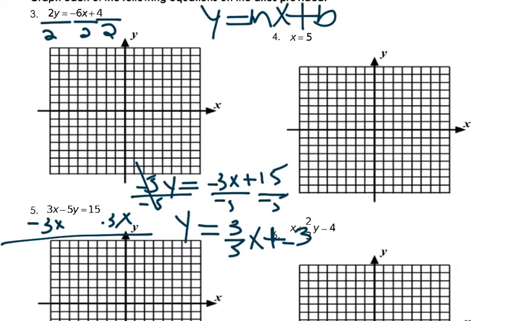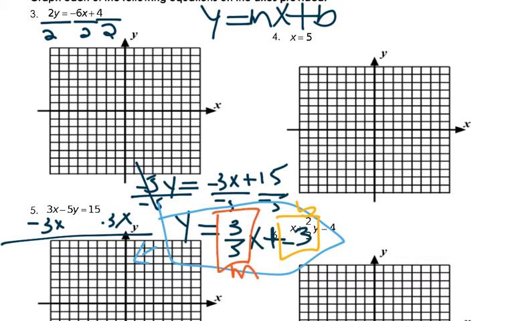This is the equation that you're going to use to graph over here. Okay, you're going to start, your b is -3, and then your slope is right here, 3 over 5. So again, in this case, you're going to rise 3, and then you're going to run 5. All right? And then just start with your y-intercept.